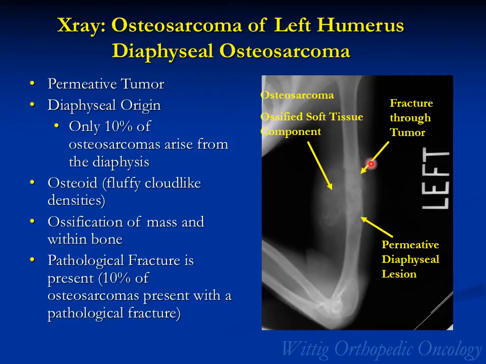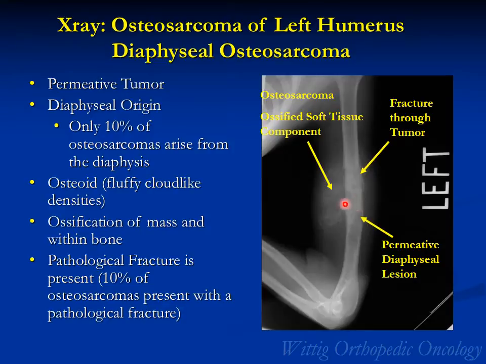Here's a rare presentation for an osteosarcoma. About 10% of osteosarcomas arise from the diaphysis. This is a permeative lesion, hence you should think that this is a malignancy, and it's got a soft tissue component to it with ossification in the soft tissue component. This ossification should lead you in the direction of thinking that this is an osteosarcoma.